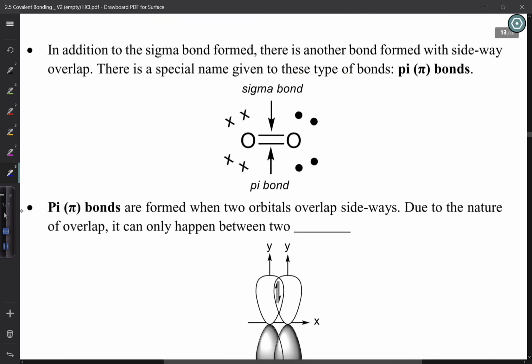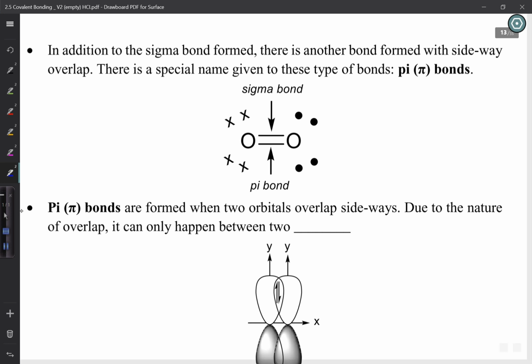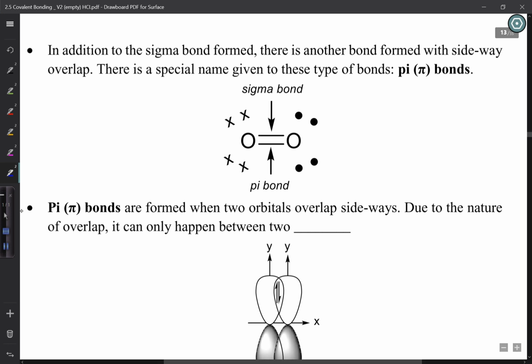What we are interested in is what's the difference between these and the sigma bond that we talked about previously. So just now we said that for oxygen, the overlap produces a sigma bond and a pi bond.